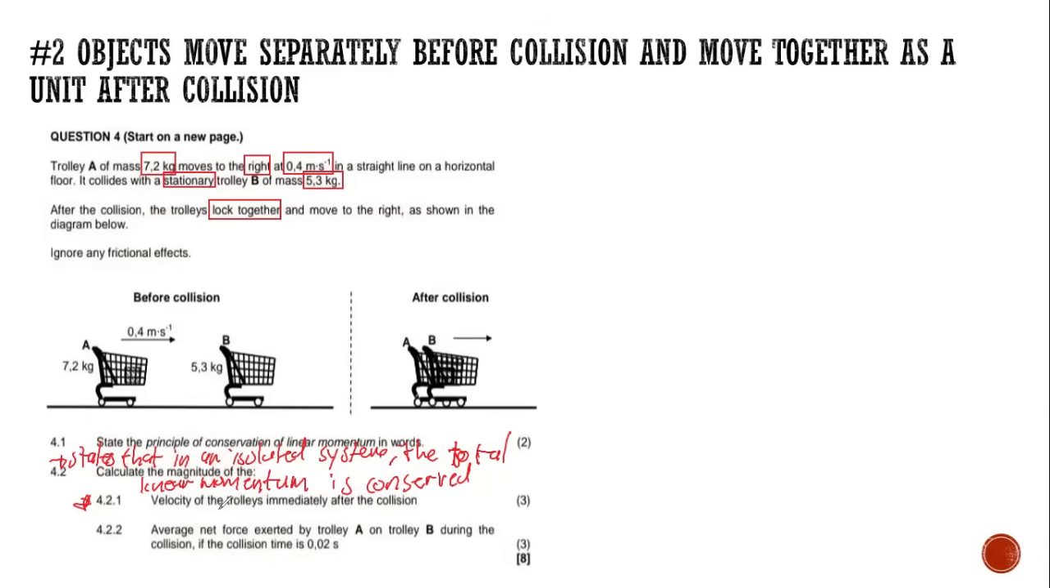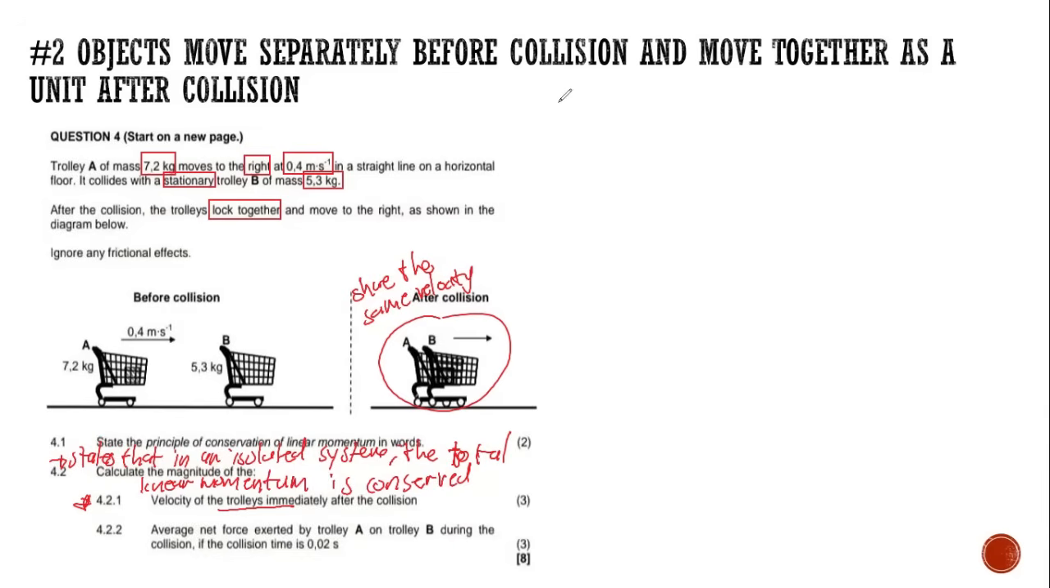Now, the velocity of the trolleys. Why do they say the velocity of the trolleys? Remember, if objects lock together, that means they will share the same velocity. When objects are moving together as a unit, they share the same velocity, right? It's a similar case with you inside a car that is moving at 100 meters per second. As much as you are seated in that car being a passenger and the car is driving at 100 meters per second, you as the passenger are also moving at 100 meters per second along with the car.